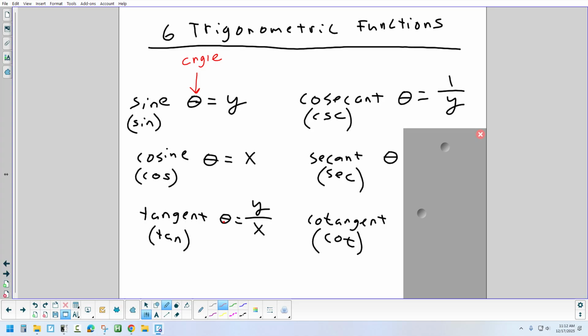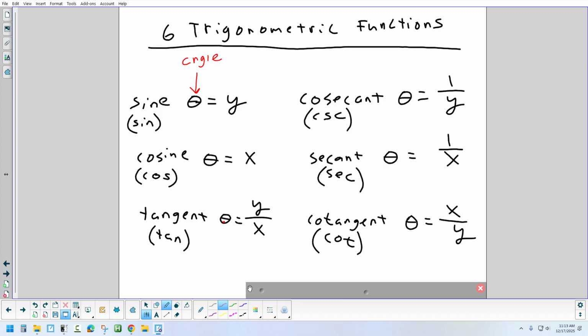So based on that relationship, what do you think the secant is? 1 over x, yep. Secant is what you get when you take the cosine and you flip it. And how about the cotangent? That's x over y. So there's really kind of a lot of repeat here. They are different trig functions, but they're derived from the originals. You just take the originals and flip them, and that's how you get the three on the right.